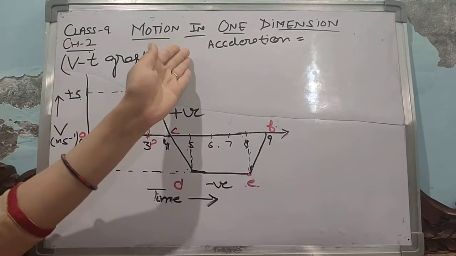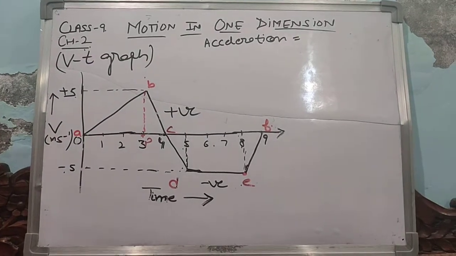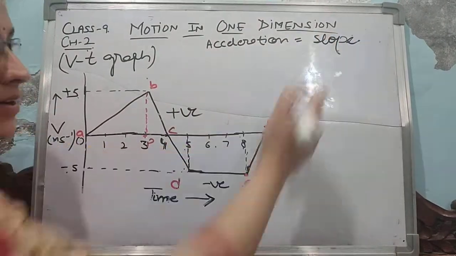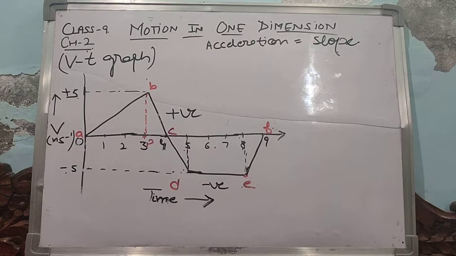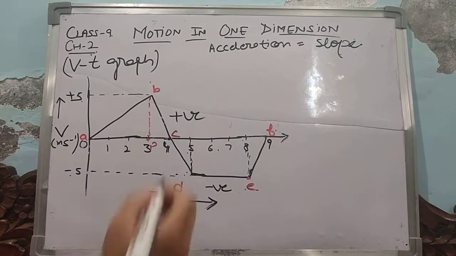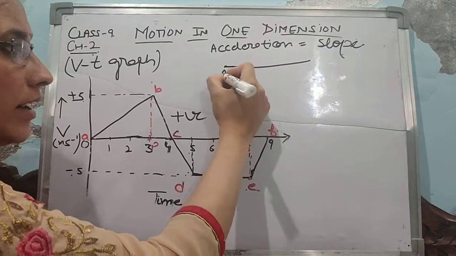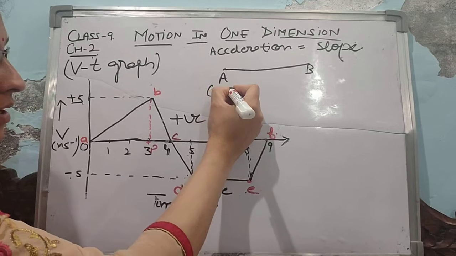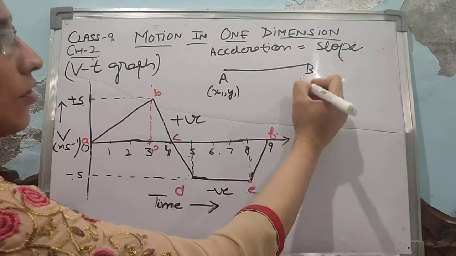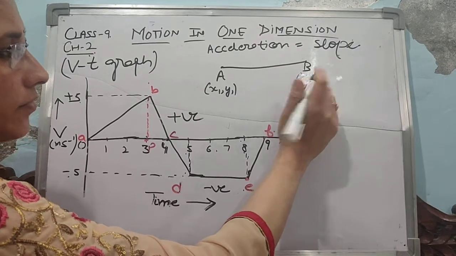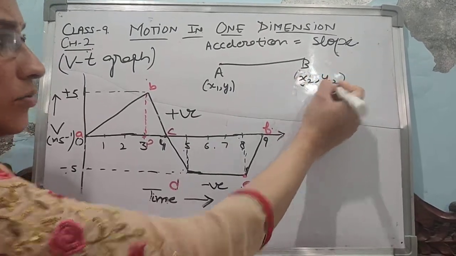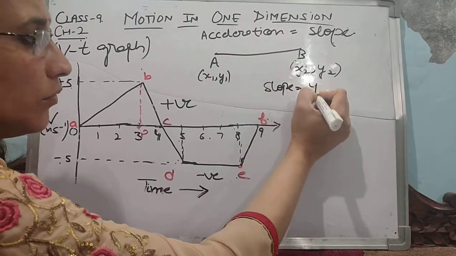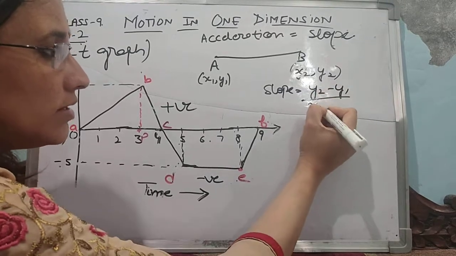Now students, the next part is that we can calculate acceleration from the VT graph. I have told you that the slope of the graph gives you acceleration. Now how can we calculate slope? Dear students, remember, if you have 2 points, point A and point B, say the coordinates of point A are x1, y1, and the coordinates of point B are x2, y2. Then the value of slope will be equal to y2 minus y1 upon x2 minus x1.